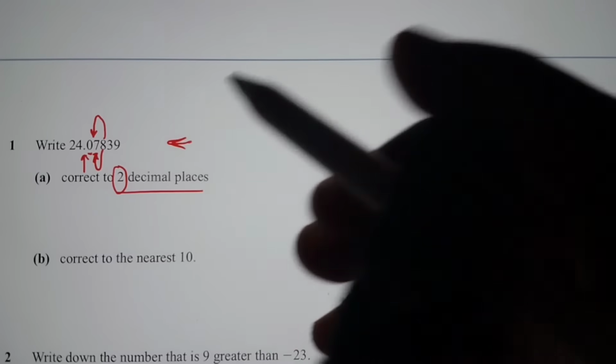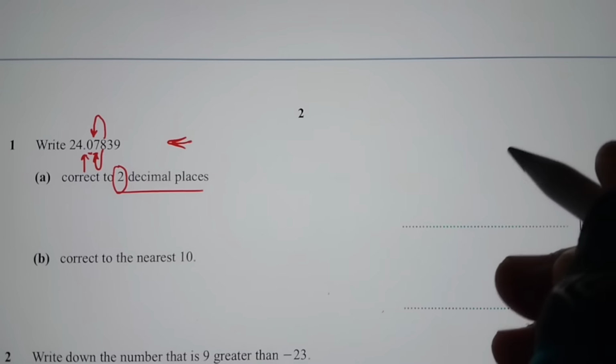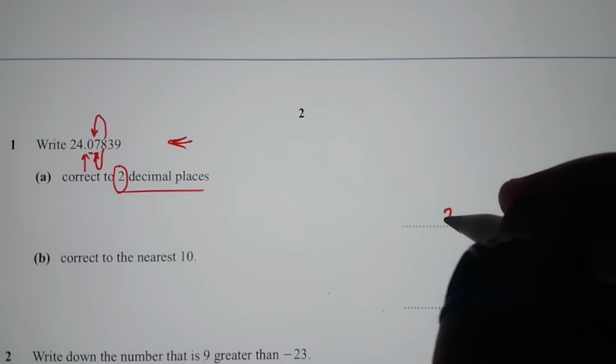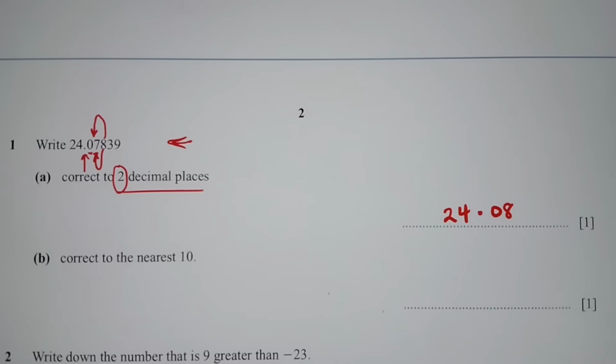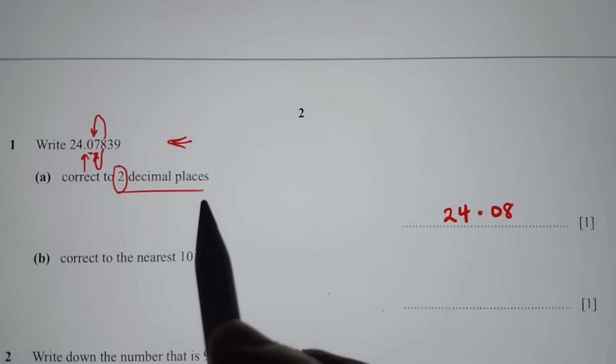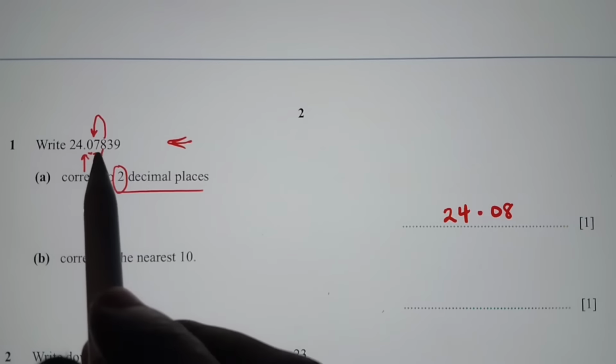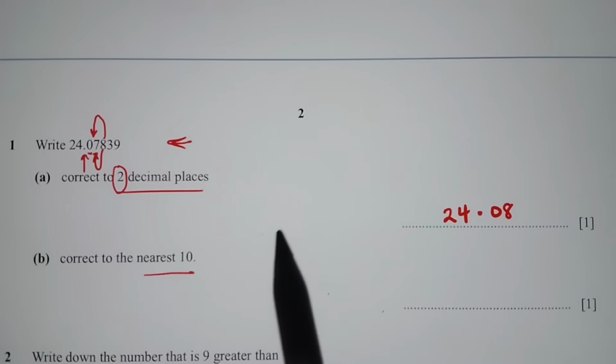Now, the immediate number after the second digit is 8. So we are going to check if this number is greater than 5 or less than 5 to know if we are rounding it up or rounding it down. Because it is greater than 5 by inspection, we are rounding it up. So this means that the answer for this question is simply 24.08.